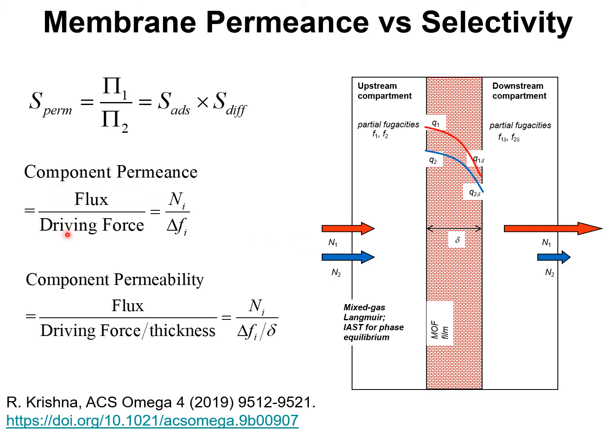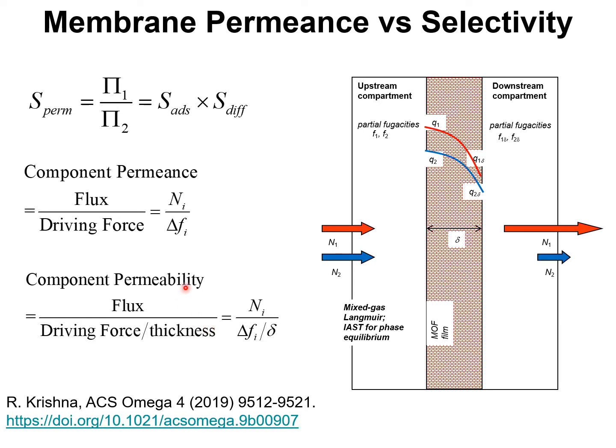The component permeance is most commonly defined as the flux of that component divided by the driving force that is exerted on that component for it to transfer across the membrane. That driving force is the difference in the partial fugacities between the upstream and downstream compartments, that is f1 minus f1δ, or Δf for that component.